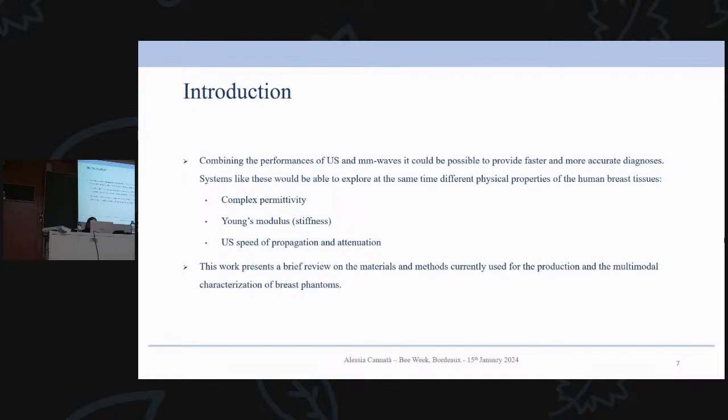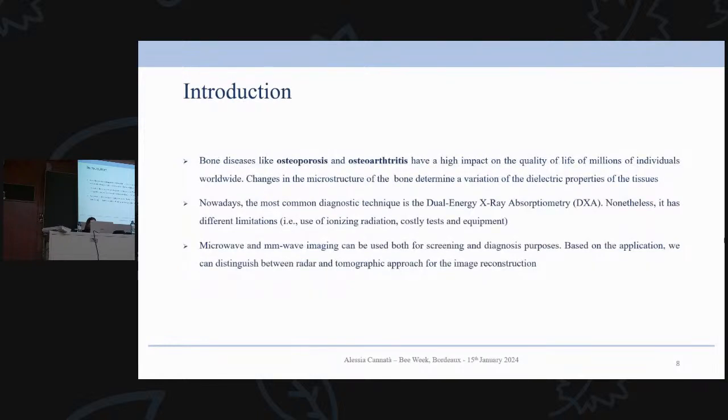Okay, the second problem which justifies my research is another disease, or rather two other diseases, bone diseases like osteoporosis and osteoarthritis, which affect the quality of life of millions of people. And even in this case, the most common technique to diagnose these diseases is dual energy X-ray absorptiometry. So again, X-rays, again, ionizing radiations, again, disadvantage. And so even in this case, microwave and millimeter wave imaging can help.